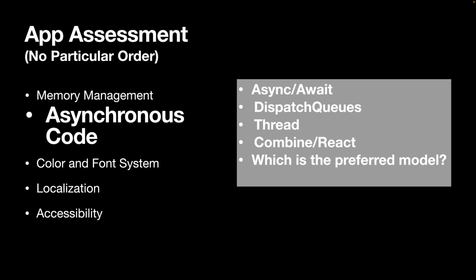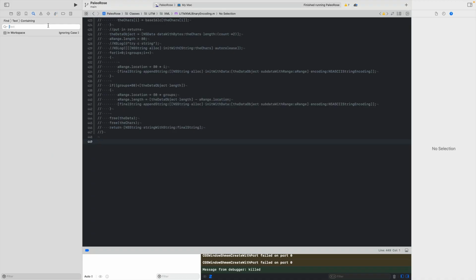So the question is, what are we using in the app? So let's look for the word dispatch. Nothing. Async. Nothing. Combine. The word's there, but it's not Combine. No React. No threads either. To be honest, writing multi-threaded apps back in the early 2000s was really hard. It's hard now, but it was really hard then.